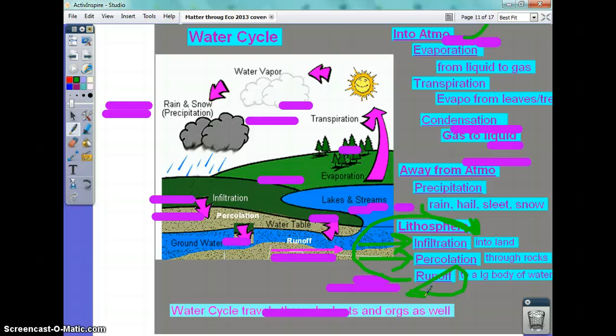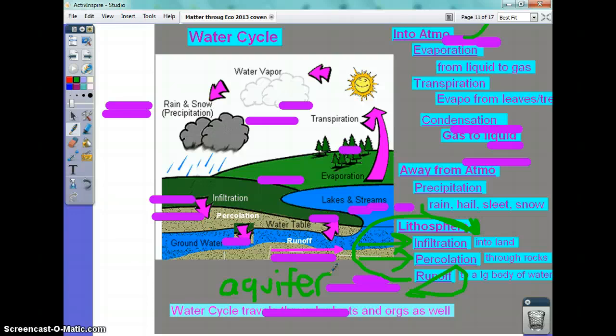How does it go from evaporation to transpiration into the leaf? No, evaporation and transpiration are the same thing, except water evaporating from the ocean or from a puddle, and when it happens from the leaves of the trees, it's called transpiration.